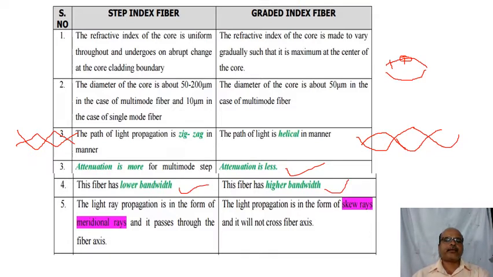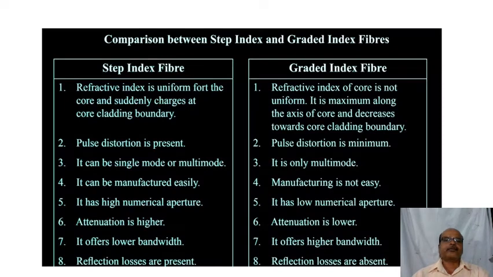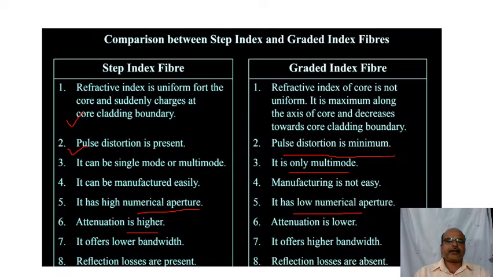In step index, the light ray propagation is in the form of meridional rays, and they pass through the fiber axis. In graded index, light propagation is in the form of skew rays, and they do not cross the fiber axis. So this is a major difference between step index and graded index fiber. Then for additional differences: in step index, pulse distortion is present; in graded index, pulse distortion is minimum. Step index can be single mode or multimode; graded index is only multimode. Step index can be manufactured easily; for graded index, manufacturing is not easy. Step index has a higher numerical aperture, graded index has a lower numerical aperture. In step index attenuation is higher, in graded index attenuation is lower.